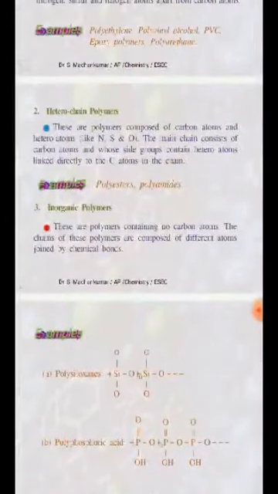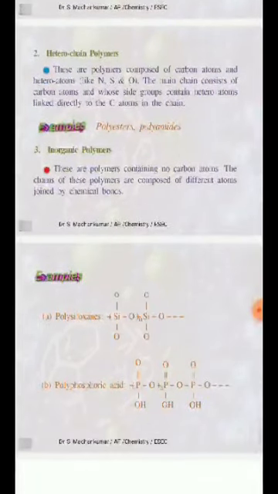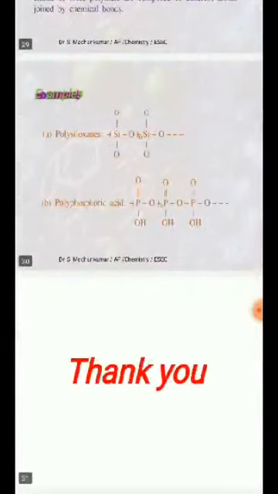Inorganic polymers. These are polymers containing no carbon atoms. The chains of the polymers are composed of different atoms joined by chemical bonds. Examples: polysiloxanes, polyphosphoric acid.